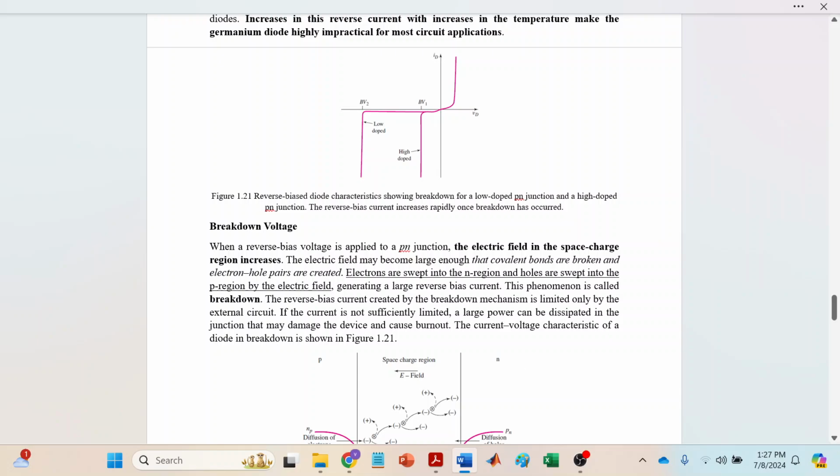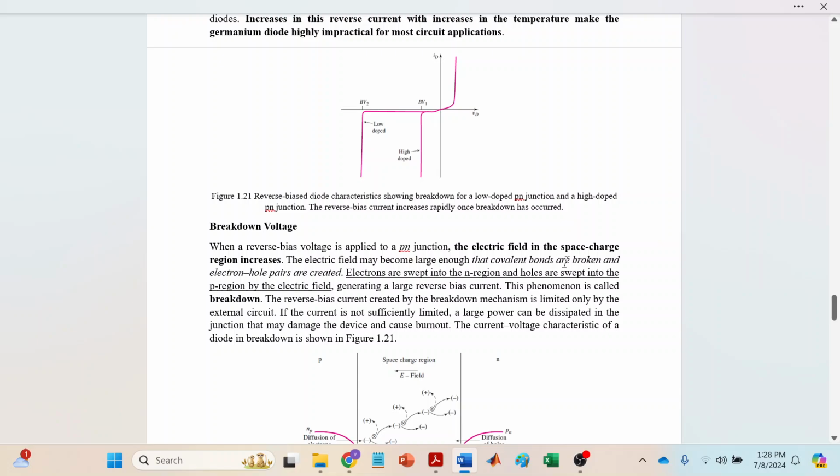We talk about the breakdown voltage. We've actually mentioned it previously, when we talked about applying a reverse bias voltage to the PN junction. The electric field in its space charge region is going to increase, and the increase in the electric field may become so large that covalent bonds are broken and electron-hole pairs are created. As a result, the electrons are swept into the N region and the holes are swept into the P region, and this will generate a very large reverse bias current.